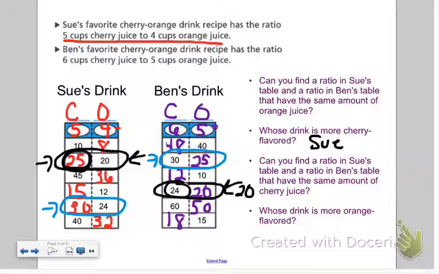Now, when Sue has 30 cups of cherry juice, she has 24 cups of orange juice. And when Ben has 30 cups of cherry juice, he has 25 cups of orange juice. So whose drink is more orange flavored? In this case, it's Ben's. And you can see he's got 25 cups of orange juice when Sue has 24. So Sue's is a little more cherry flavored, Ben's is a little more orange flavored.